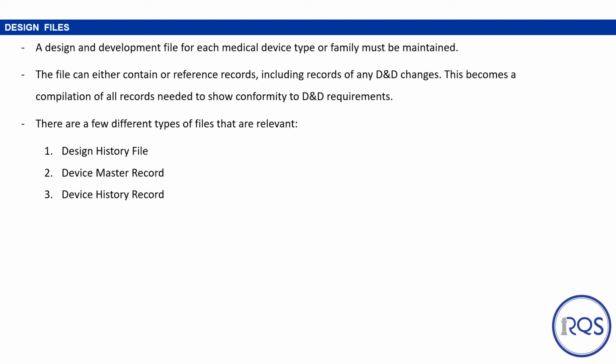We will now discuss design files and associated records. A design and development file for each medical device type or family must be maintained. The file can either contain or reference records. The compilation of these records is how to show conformity to design and development requirements. There are a few different types of design files that are relevant: a design history file, device master record, and device history record. We will discuss each of these in more detail.